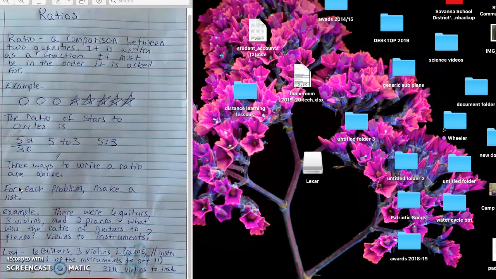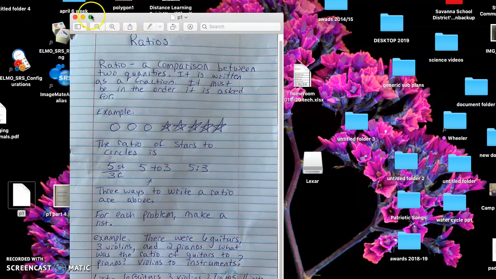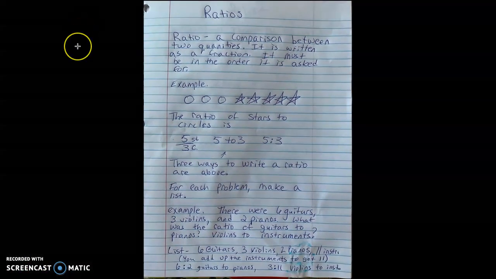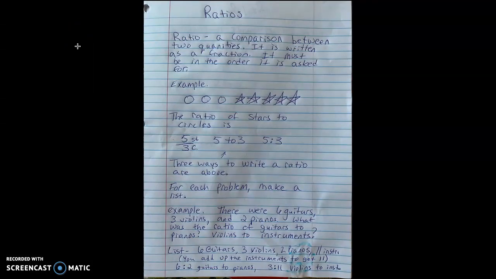Good morning, everybody. Today we are going to be talking about ratios. So a ratio is a comparison between two quantities using division. It is written as a fraction. That's one way to write a ratio. There's actually three ways to write a ratio. And it must be in the order it is asked for.